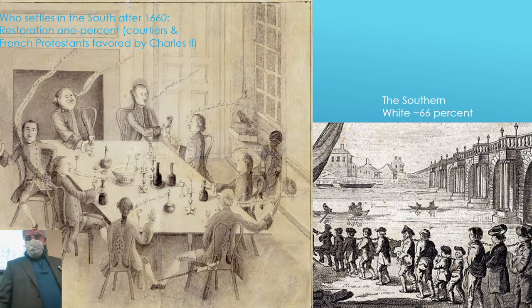And it's after 1660 or so that we start to see the orphanages and prisons of England emptied, and those people are sent to the New World as indentured servants.